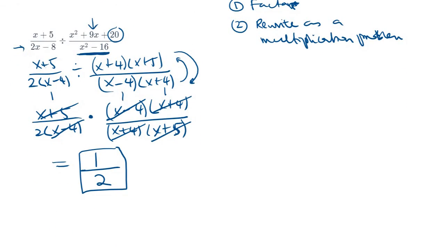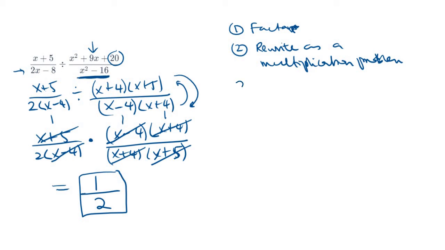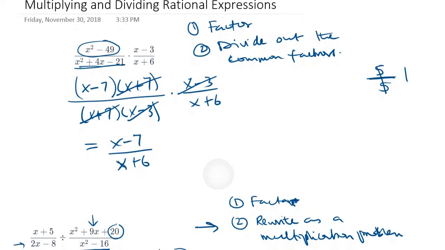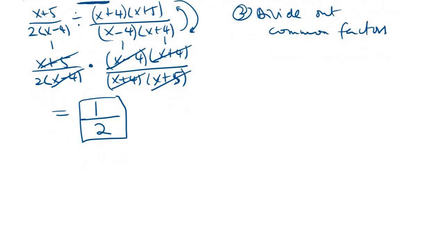Okay, so after you rewrite, then you divide out common factors. So those are the 3 steps. It's just another extra step of rewriting as a multiplication problem. Otherwise, it's very similar to doing multiplication. Okay, I hope this helps a little bit.